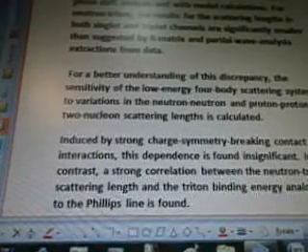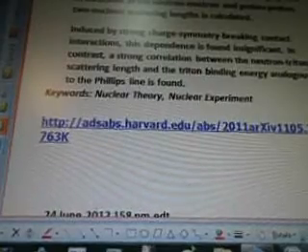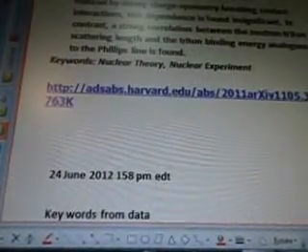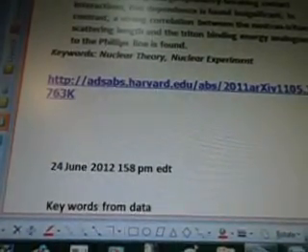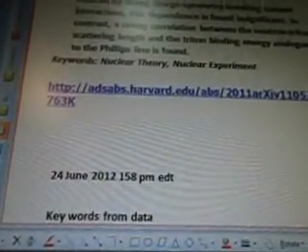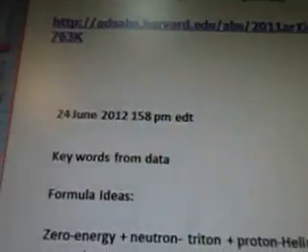For a better understanding of this discrepancy, the sensitivity of the low energy 4-body scattering system to variations in the neutron and proton 2 nucleon scattering lengths is calculated. Induced by strong charge symmetry breaking contact interactions, this dependence is found insignificant. In contrast, a strong correlation between the neutron triton scattering length and the triton binding energy analogous to the Phillips line is found. So the keywords are nuclear theory and nuclear experiment, and that's from adsabs@harvard.edu.